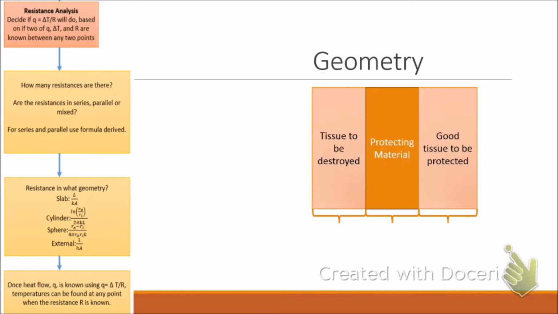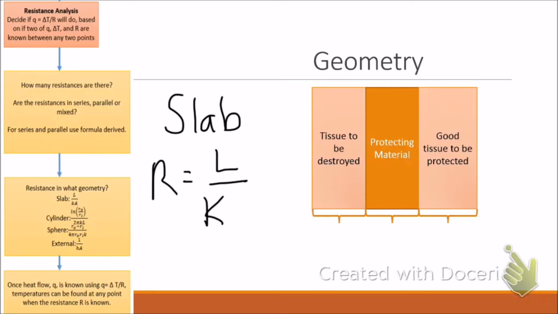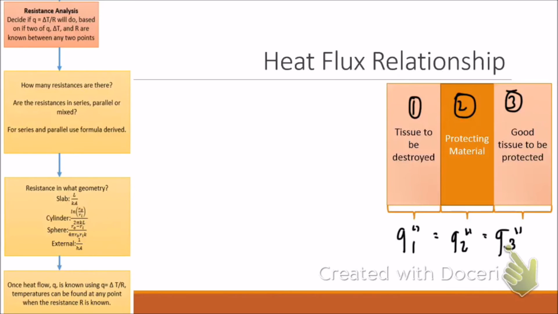Because we're not dealing with any cylinders or spheres in this problem, it seems pretty obvious that we will be using a slab geometry. And because we're using a slab geometry, we know that the resistance equals the length over the thermal conductivity times the cross-sectional area. So as we derived before, we know that the heat flux through each layer is the same. So we need some way to find the heat flux given our resistance equation.